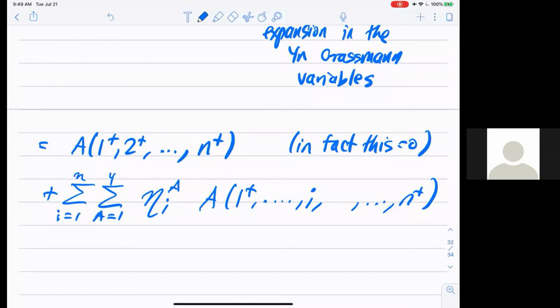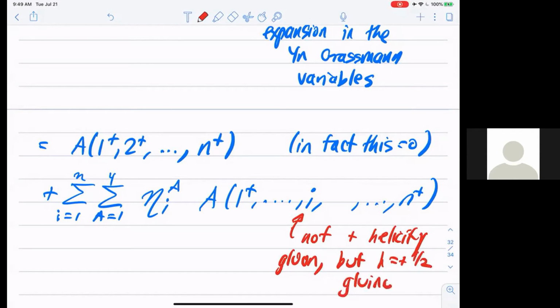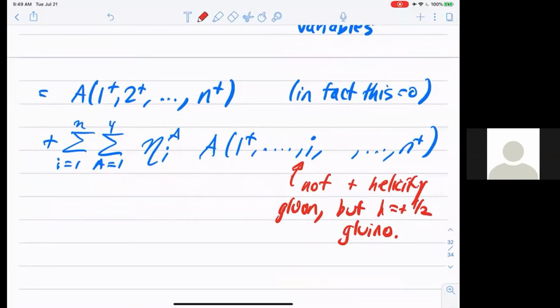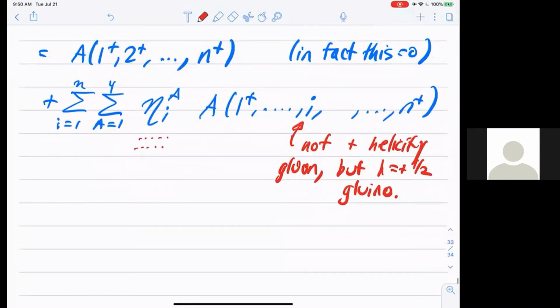It would be, I would be not positive helicity gluon, but h equals plus 1/2 gluino. Okay, so then I hope it's becoming clear at this point. You write out the full fermionic Taylor series expansion, and every time you have some Grassmann variable out front here, the coefficient of that term in this Taylor series expansion is the corresponding amplitude where you've lowered that particle one unit down from the multiplet.